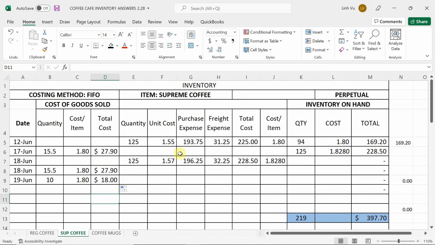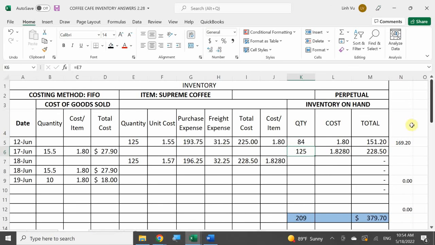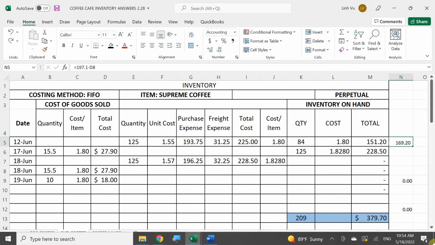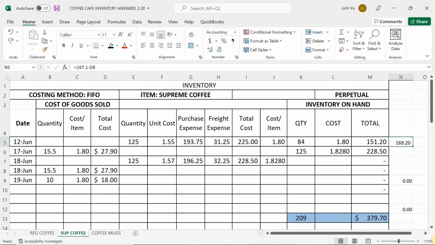Good. So let's go ahead and subtract that out, right? So I don't have 94 anymore. I have 84. Which should give you 151.20. Is that true? Right? 169.20 minus 18 gives you 151.20.